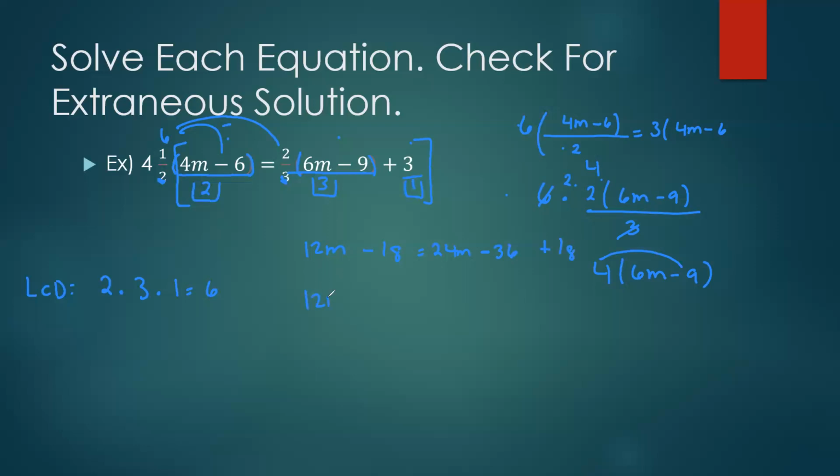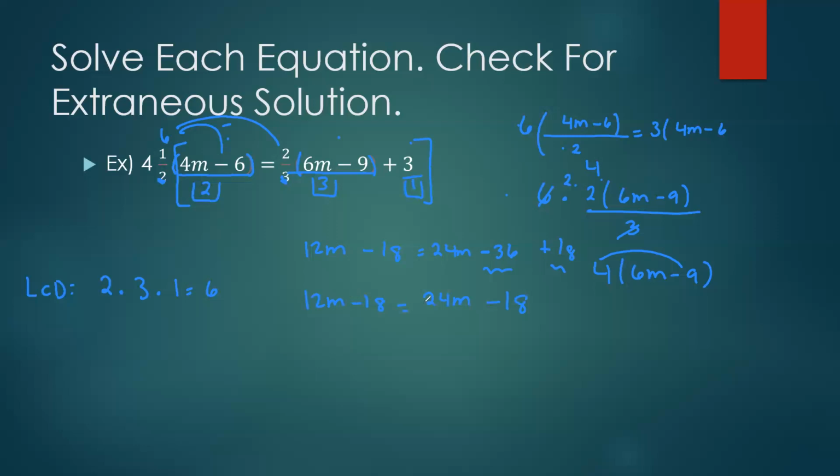Put it all together, you get 12m minus 18 equals 24m, -36 plus 18 is -18. Solve for m. Okay, so could we collect like terms on the left side and right side before we solve for m? No. So what do you want to do?